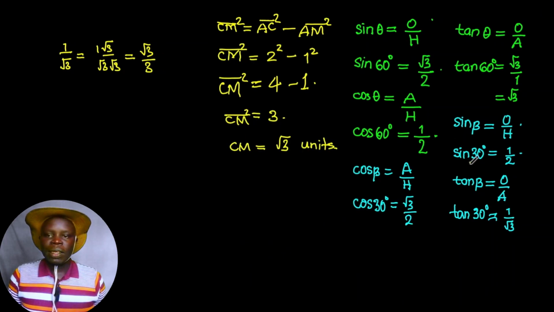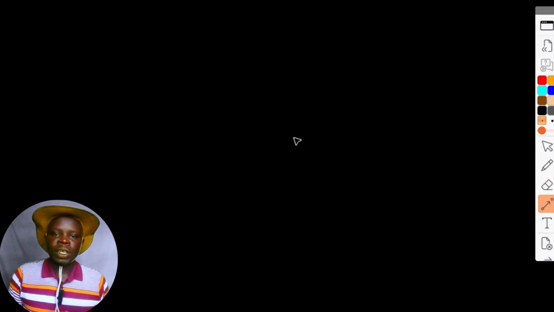Now, these are the 6 ratios that we have learned from this triangle. Let's go ahead and consider that one triangle to see what would be the sine, cosine, and tangent of that triangle. So again, let's have some isosceles triangle.